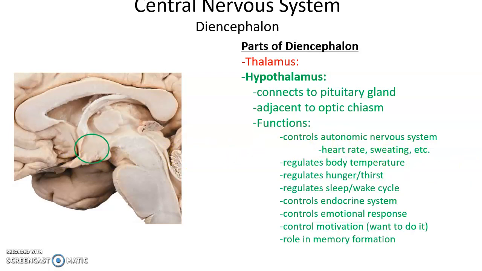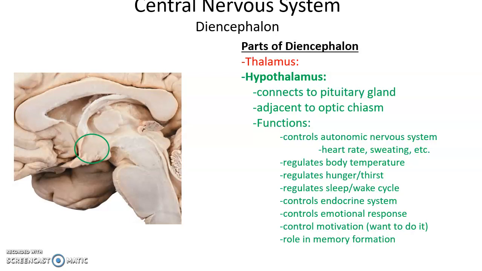The hypothalamus has a lot of functions related to things we don't normally control, so it has a lot of control over the autonomic nervous system. It can affect heart rate and sweating and other things that we don't normally consciously think of. It regulates body temperature, so our 98.7 degree Fahrenheit temperature is determined by the hypothalamus, and it raises that when we have an infection. It regulates hunger and thirst.